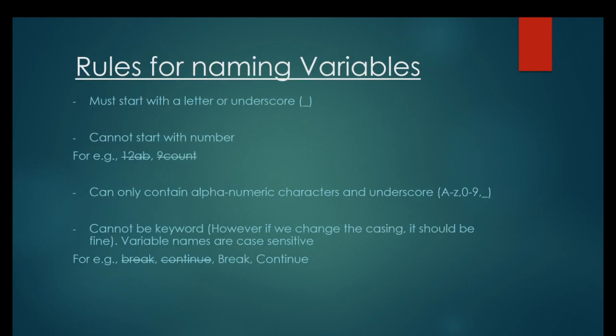Now let's discuss the rules for naming variables. First rule says that the variable must start with a letter or underscore. Second rule says that a variable cannot start with a number, like 12AB or 9ABC. These are not allowed in Python. A name contains only alphanumeric characters and underscore, meaning uppercase A to lowercase z, numbers 0 to 9, and underscore. We cannot include a special character while naming a variable. Next rule says that the variable name cannot be a keyword, and variable names are case sensitive.